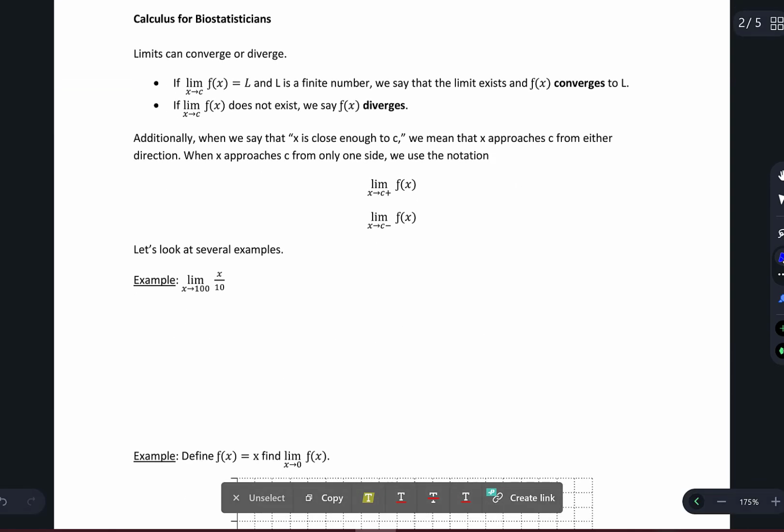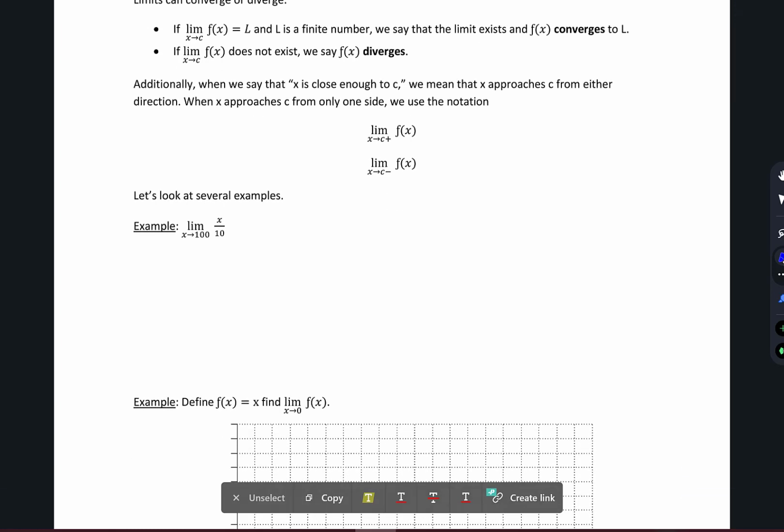And so limits can converge or diverge. If that limit is equal to some finite number, then we say the limit converges. And if it's not, we say that it diverges. Additionally, when we say that x is close enough to c, we mean that x approaches c from either direction. We could, if we wanted to, specify whether that direction be to the left or the right. If we don't specify left or right, then we mean that we're coming in from both sides. And again, we're going to see some examples of this.